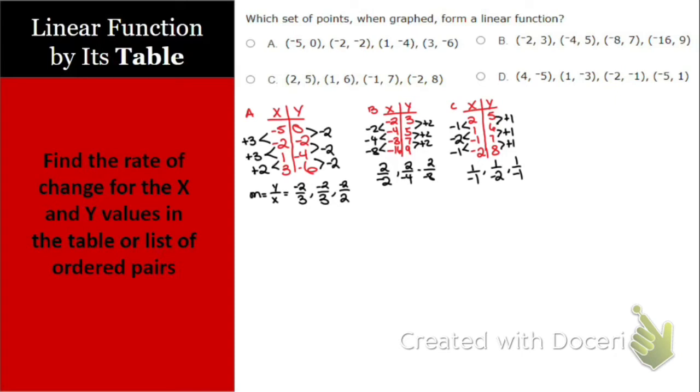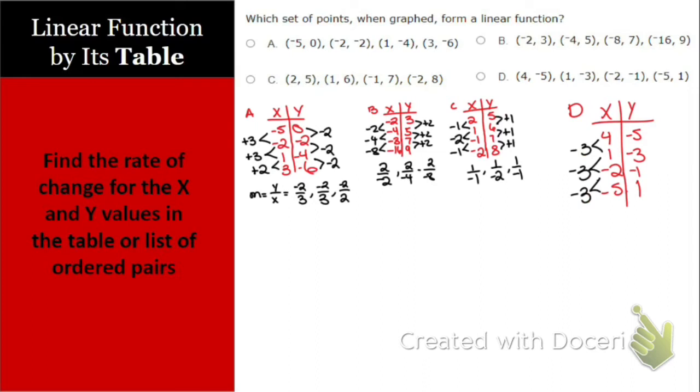So the last one is answer choice D. So we got (4, -5), (1, -3), (-2, -1), and (-5, 1). So we're going from 4 to 1. That was a decrease of 3. From 1 to -2, decrease of 3, from -2 to -5, decrease of 3. So far, this side, all are the same.